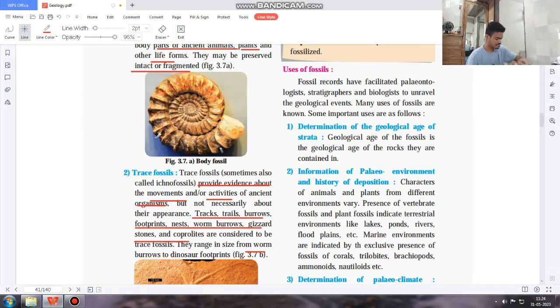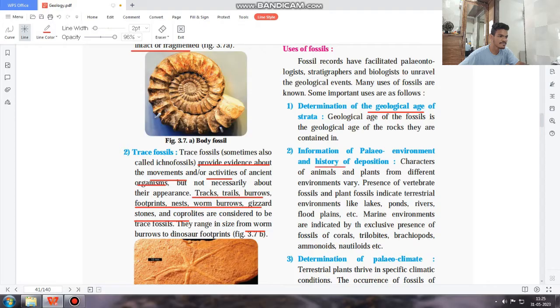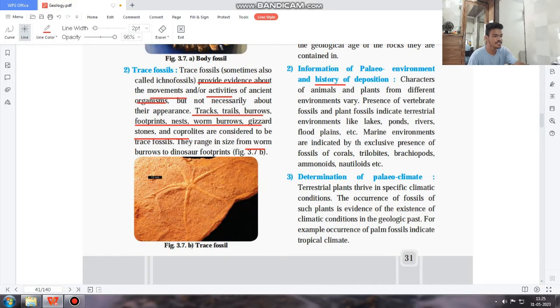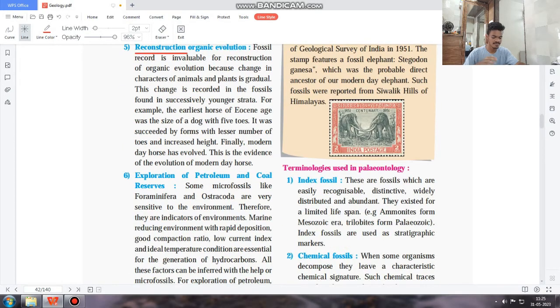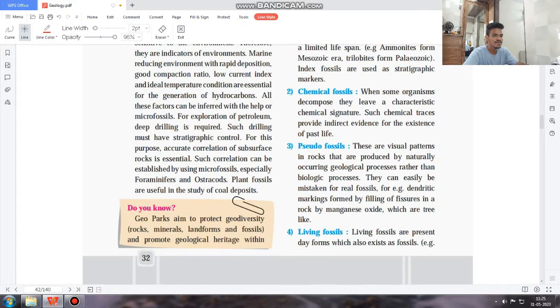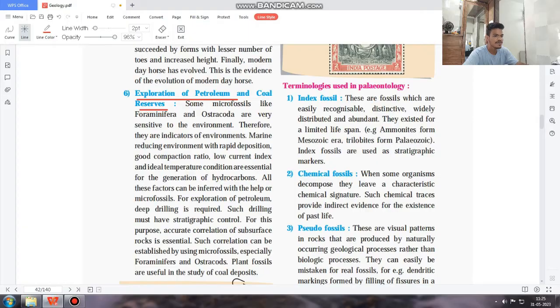Uses of fossils. It is used to determine the geological age, you can say in short. It is used to determine the history of the fossil. You can determine in which paleoclimatic condition the fossil was living, so you can even come to know that. Next, you can come to know how it is correlated in various stages. Reconstruction can also be done. Exploration of petroleum and coal reserves. So yeah, that's it.